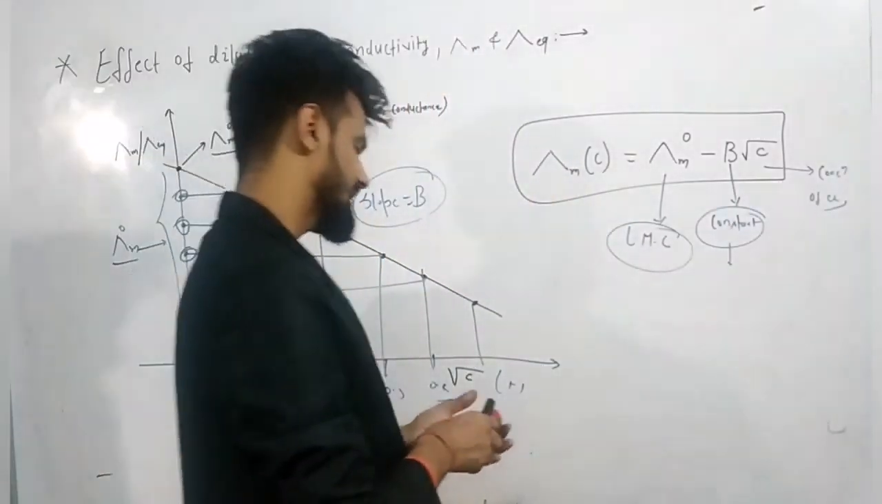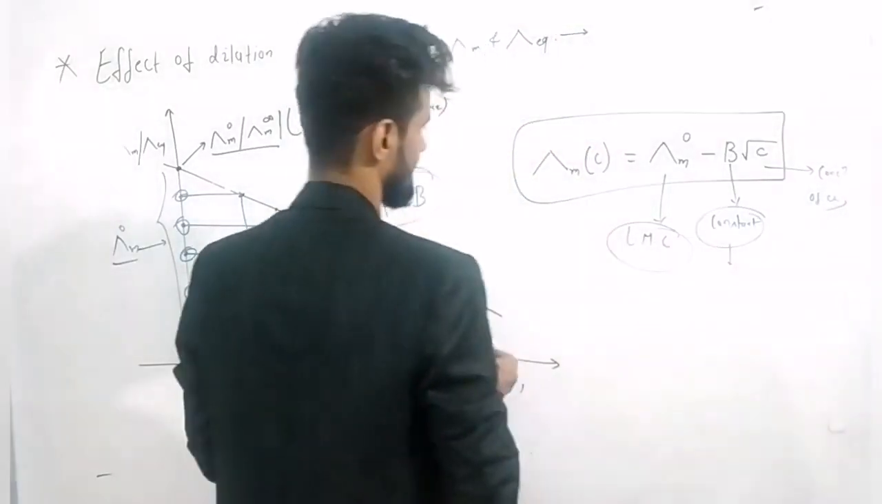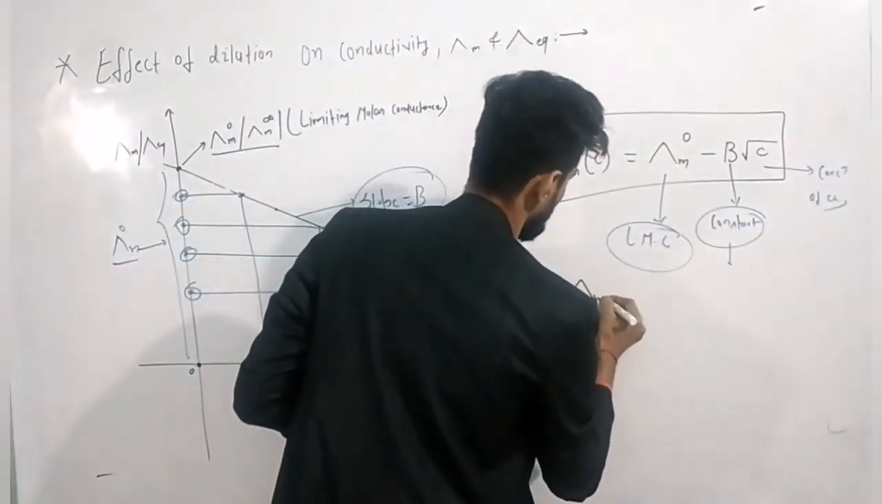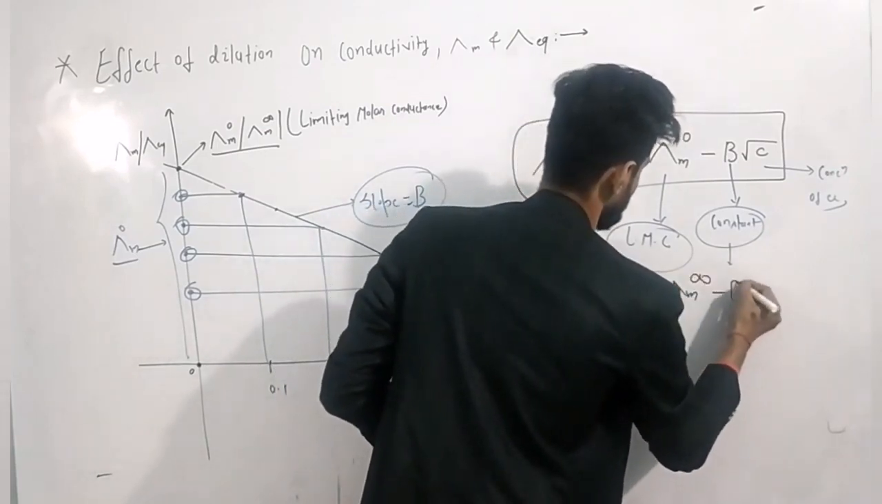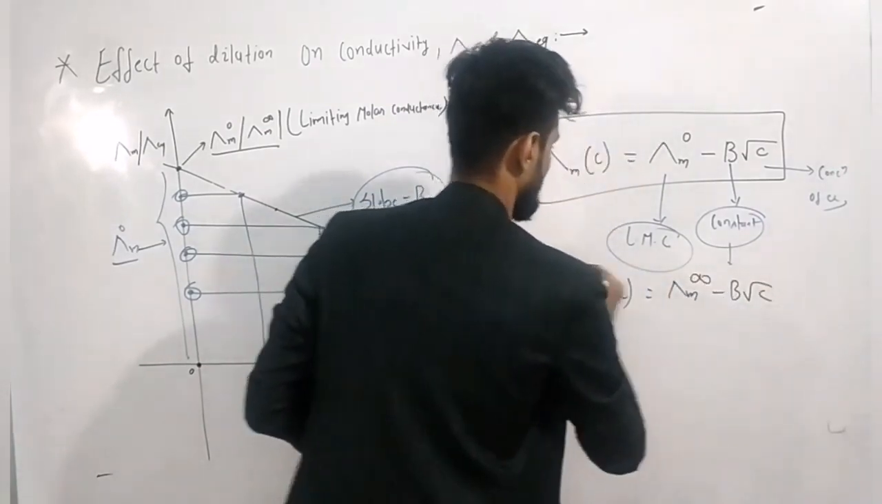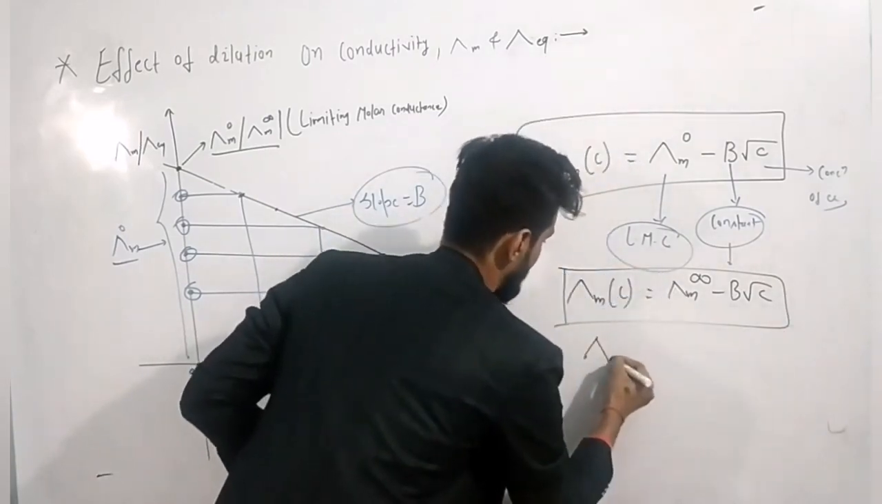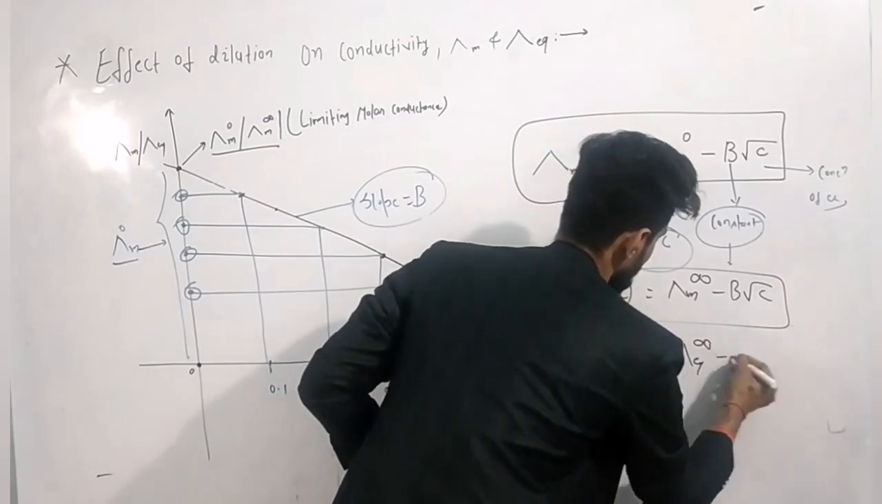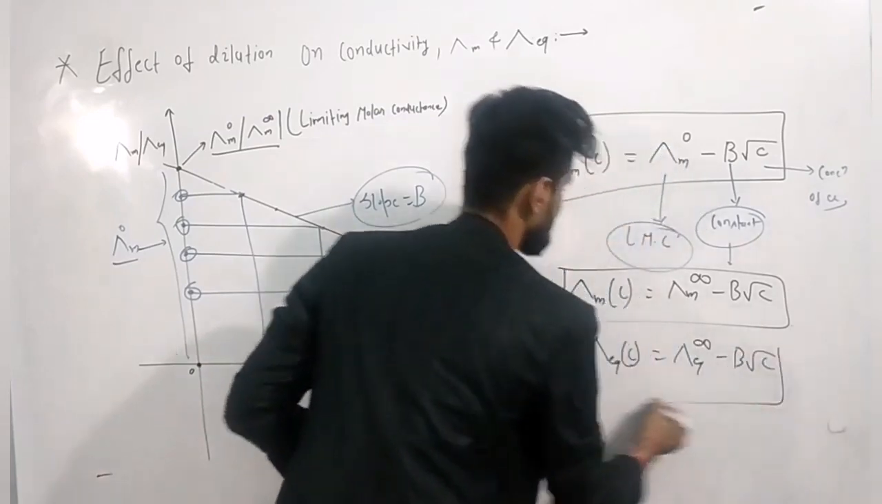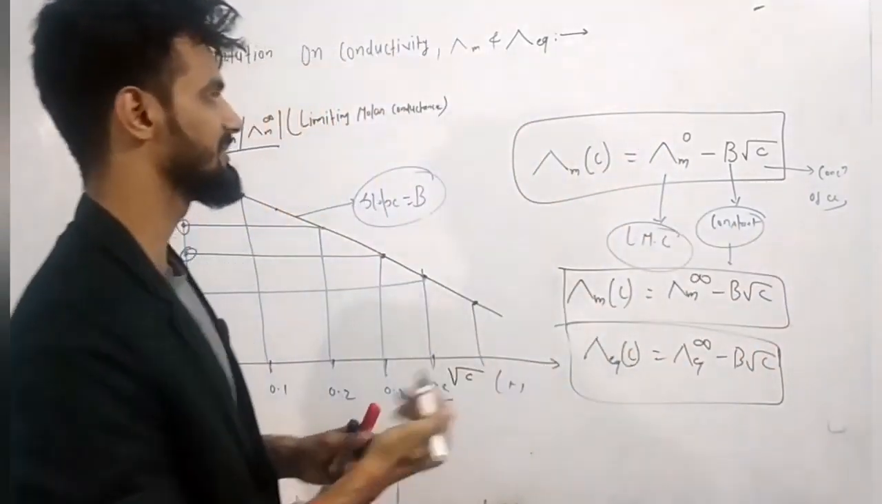Sometimes they write the equation in the form kappa molar at any concentration equals kappa molar infinite minus B root C, or it can also be written as kappa equivalent at any concentration equals kappa equivalent at infinity minus B root C. Whichever is given, you just have to understand the basic things.